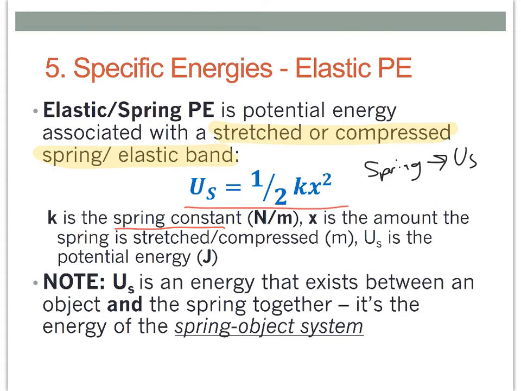One side note with this one as well, much like with gravitational potential energy, objects by themselves cannot have spring potential energy. It's an energy that exists between the object and the spring together. Okay, just like with gravitational potential energy, it was between the object and the Earth. So whenever we talk about it, we're going to talk about the energy of the spring-object system. Same basic idea, technicality, but it's something that the AP emphasizes.